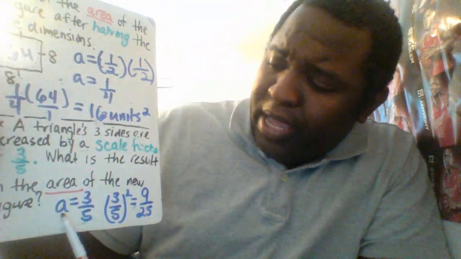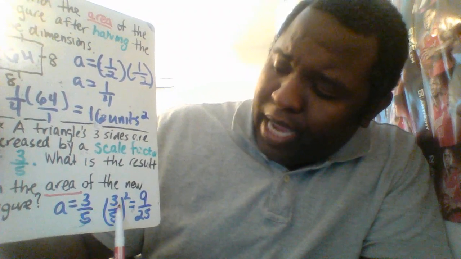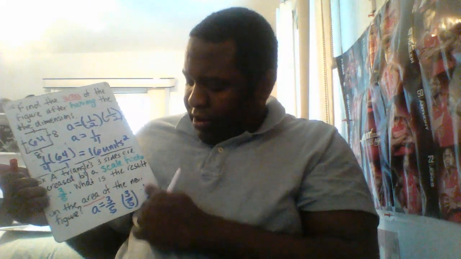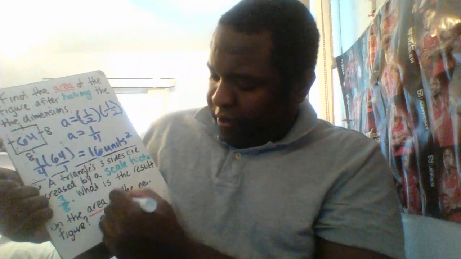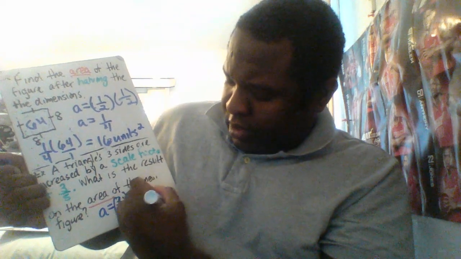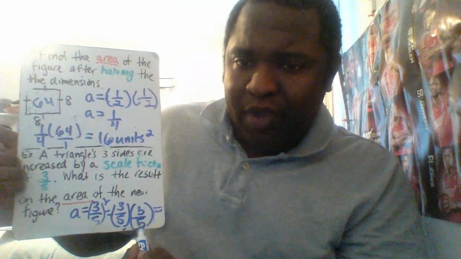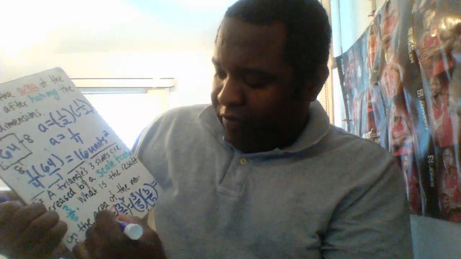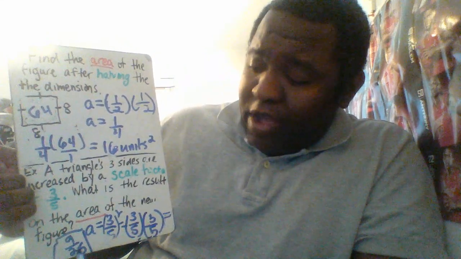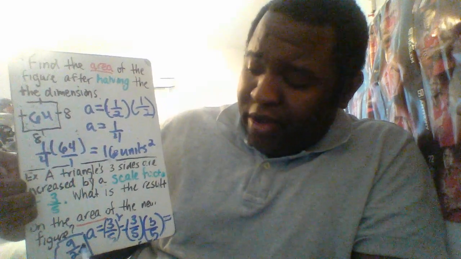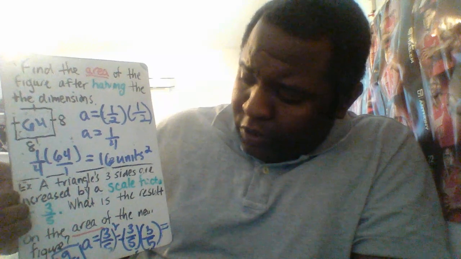So all you need to do is take your A, and what does this mean? 3/5 times 3/5. So I'm going to erase that to show you: 3/5 squared equals what? 3/5 times 3/5. Well, 3 times 3 and 5 times 5, that is 9/25. And that's my answer. So the area is getting 9/25 smaller, because 9/25 is less than 1. The area of this triangle is getting smaller.